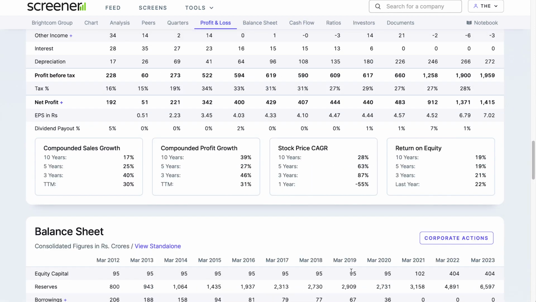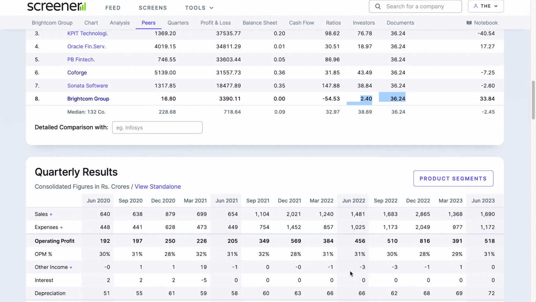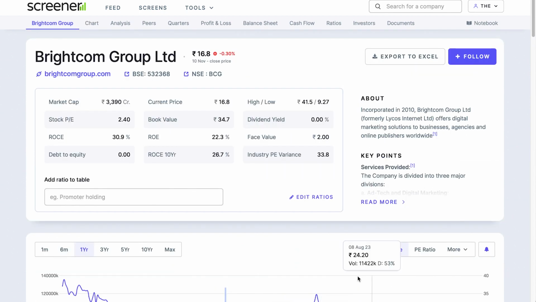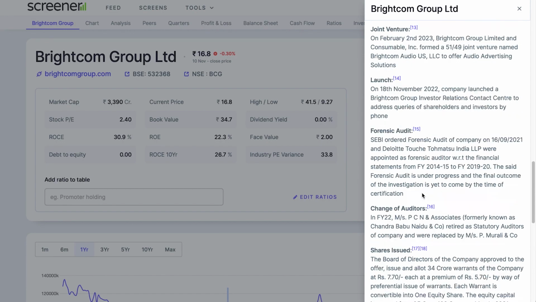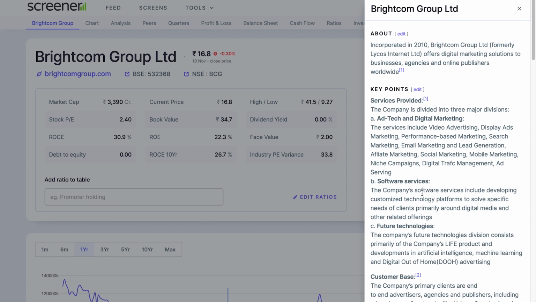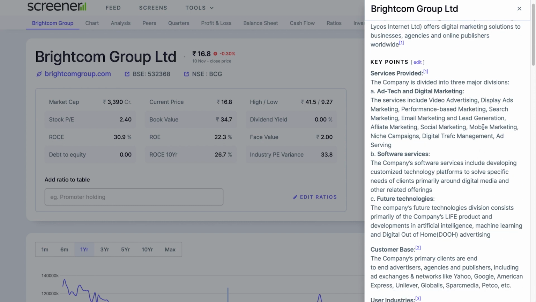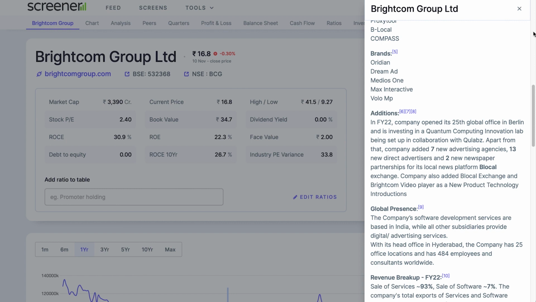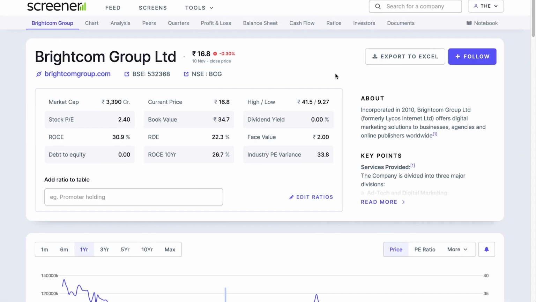Broadly, if we look at it, it's a good fundamental company. The only problem that I see is with two things. Generally, it's an ad tech business, right? And that's something I possibly do or do not understand. But this is a booming industry as of now. But a SEBI ongoing investigation is a critical concern. But apart from that, I don't see Brightcom Group to be in any kind of problem.